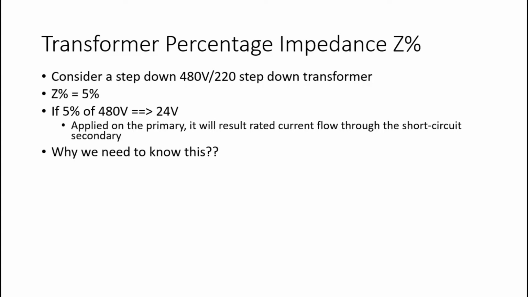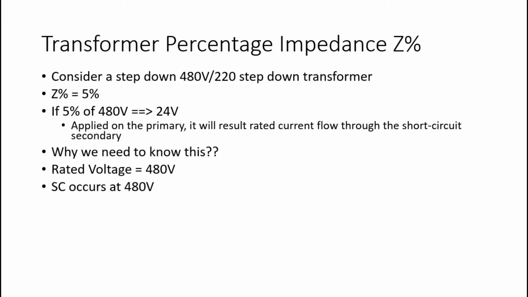In the case of percentage impedance, we applied a percentage of the primary voltage and we get the rated electrical current. But in normal condition, the transformer does not have just 5% of 480 at the primary. The transformer will be running at its rated voltage. For example, it is converting the rated primary voltage of 480 volts into a rated secondary voltage of 220 volts. So at that point, when a fault occurs, what happens? It's not 5% of the voltage applied on the primary. Now in this case, the 480 volts is applied at the primary. What happens if the short circuit occurs?